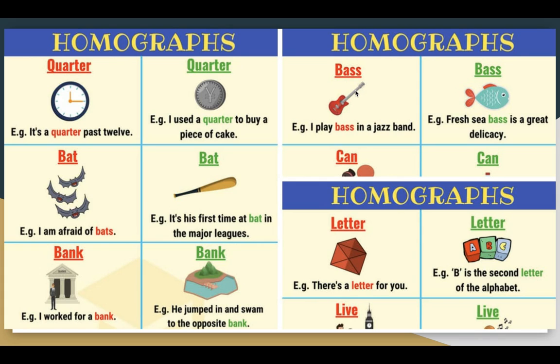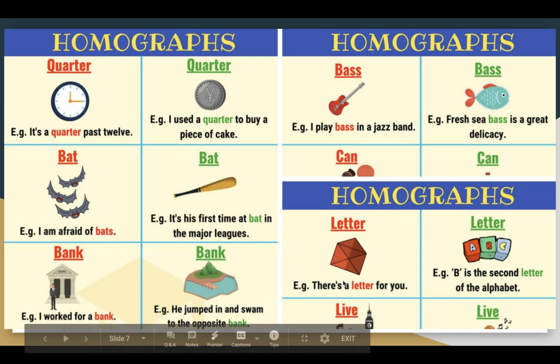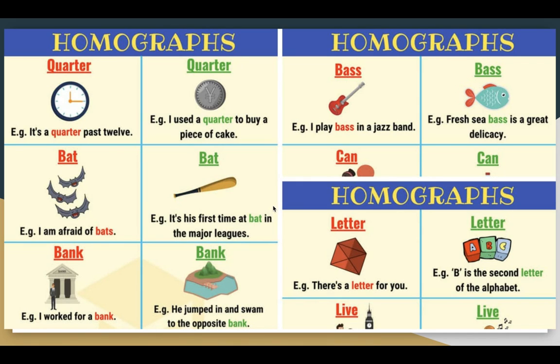Okay, we already talked about bass and bass. Okay, can and can. I can do it, or that can of soup. All of these would be considered homographs. In this case, all of these except for bass and bass are pronounced the same, but not all homographs are pronounced the same. I know, it's a little confusing sometimes.